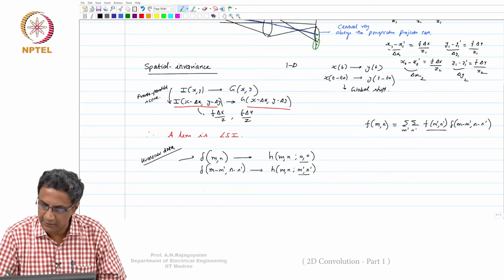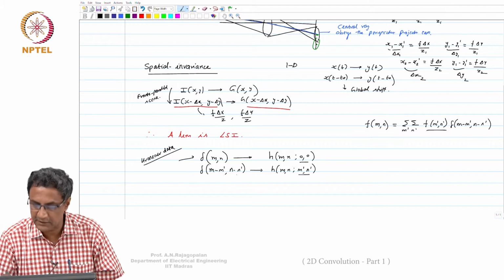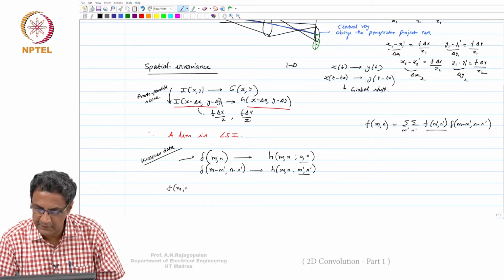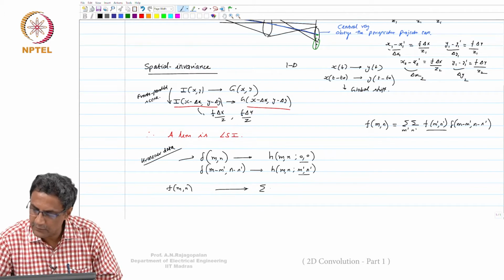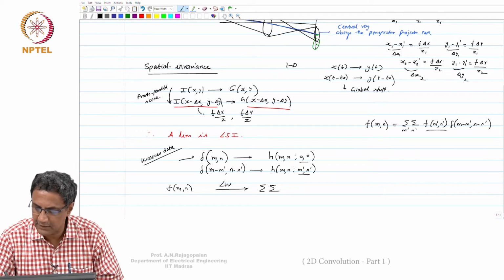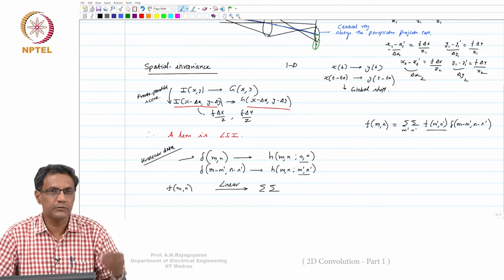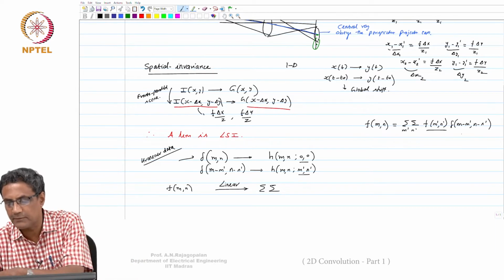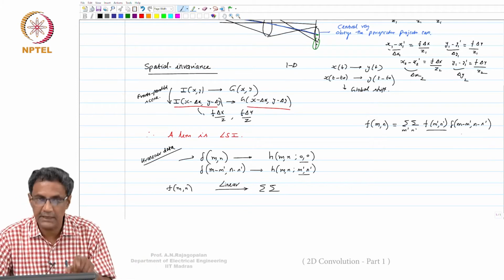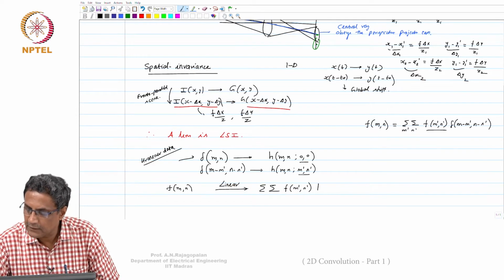So, because I can express f m n in terms of these impulses, this delta m minus m prime, n minus n prime, suppose I write f m n generated in that manner. Then what it will mean for the output is, if I now assume that I have a linear system, which means that if all of these were given individually, each one of them would have given me something. Now, suppose I put all of them together, and I assume that my system is linear, then you will get f of m prime comma n prime into h of m n semicolon m prime comma n prime.